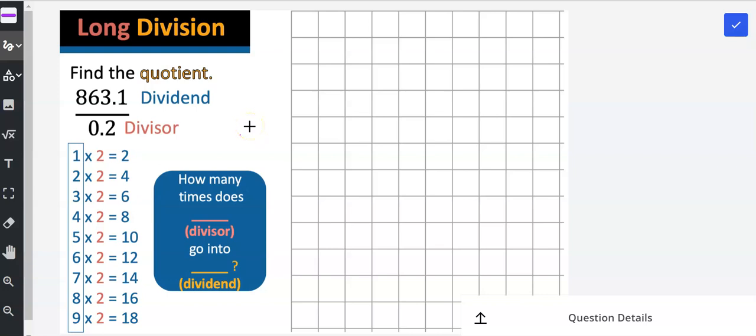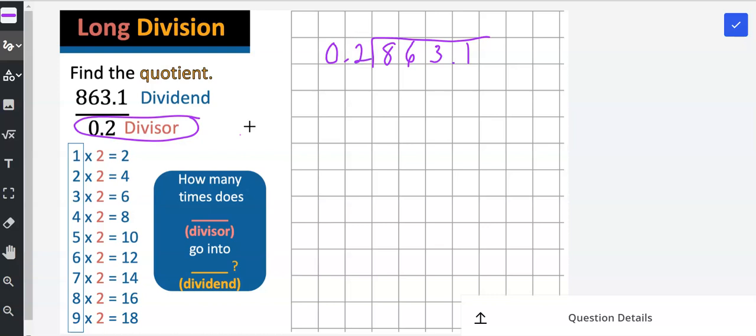Let's set up this problem. So we're taking 863.1, and we're dividing it by the divisor 0.2.